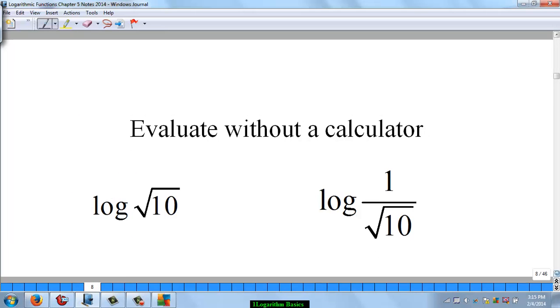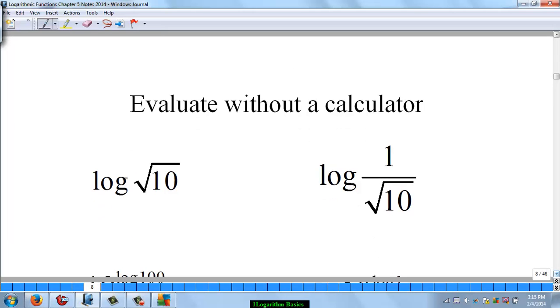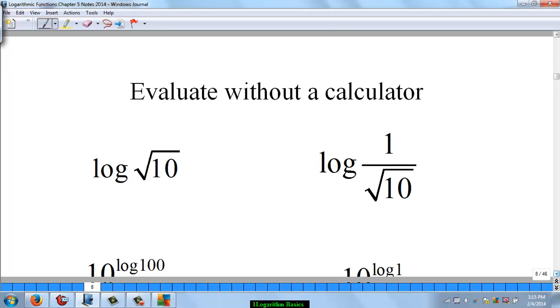Now we're going to evaluate these without a calculator. So a lot of these you're going to have to write where log and 10 are next to each other, so you're going to have to rewrite this. So I'm going to rewrite this as log of 10 to the half. When I do, thanks for playing, the answer is a half.